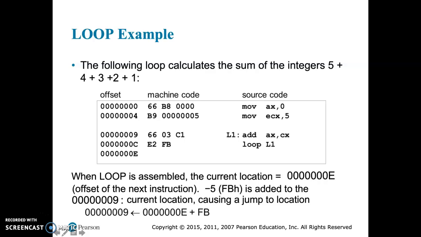Then we're going to loop. And when it does the loop, it's going to check the value of ECX, which is 5. It's going to decrement it to 4. Then it's going to go back to the label we specify, which is L1, and run that add again. So now the ECX register has a value of 4, and so it's going to add the number 4 to AX. So it's going to be 5 plus 4, and then loop. And it's going to do that until it gets down to 0 and stops. So the value at the end will be 5 plus 4 plus 3 plus 2 plus 1.